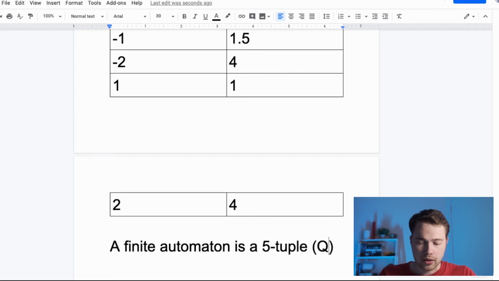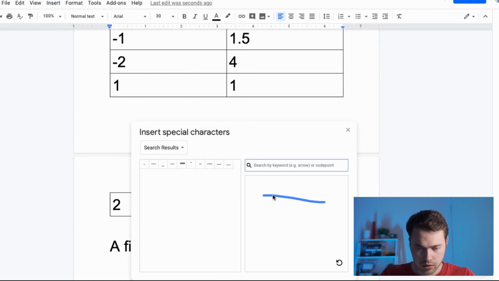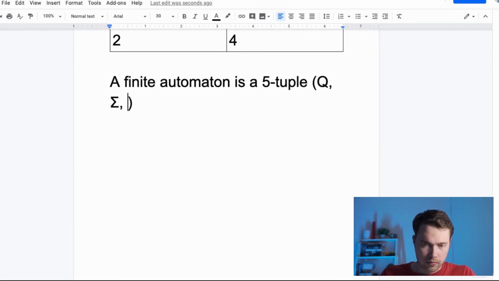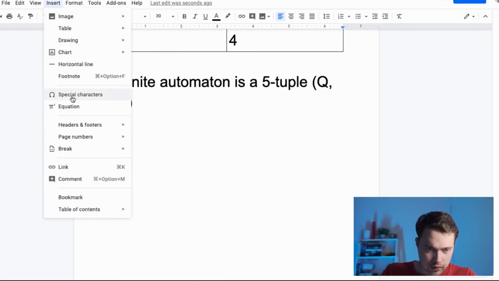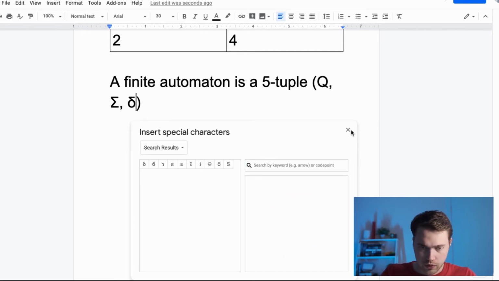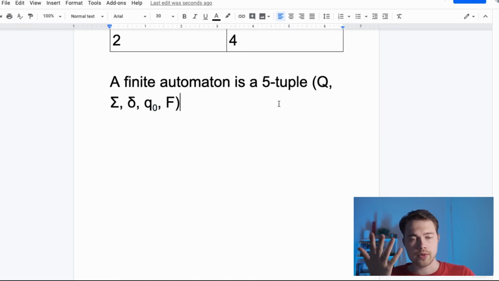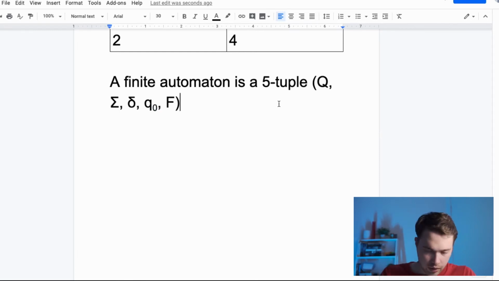What are they? Q, the first one. Then the next one is sigma. Then small delta, and then Q0, Q with a subscript of 0, and F. So it's a 5-tuple, which means there are 5 elements: Q, sigma, delta, Q0, F.